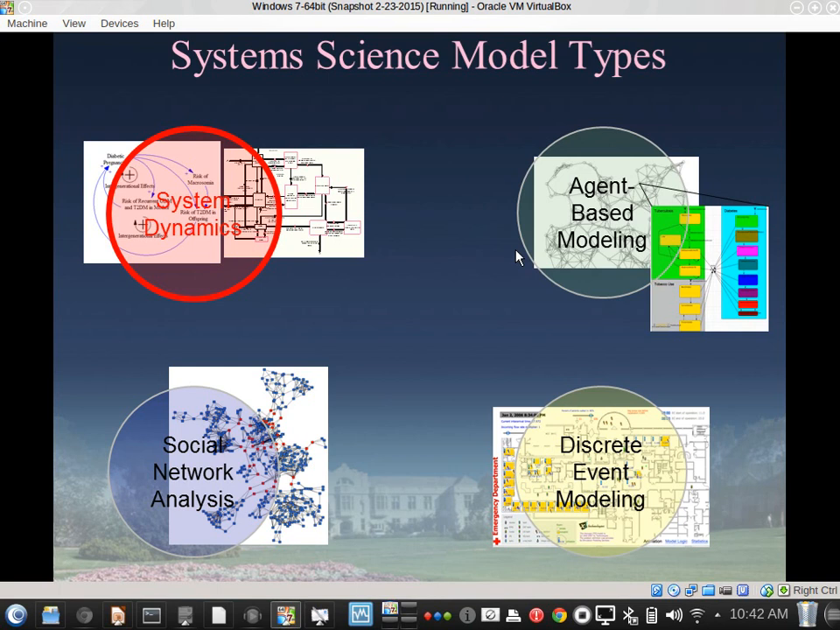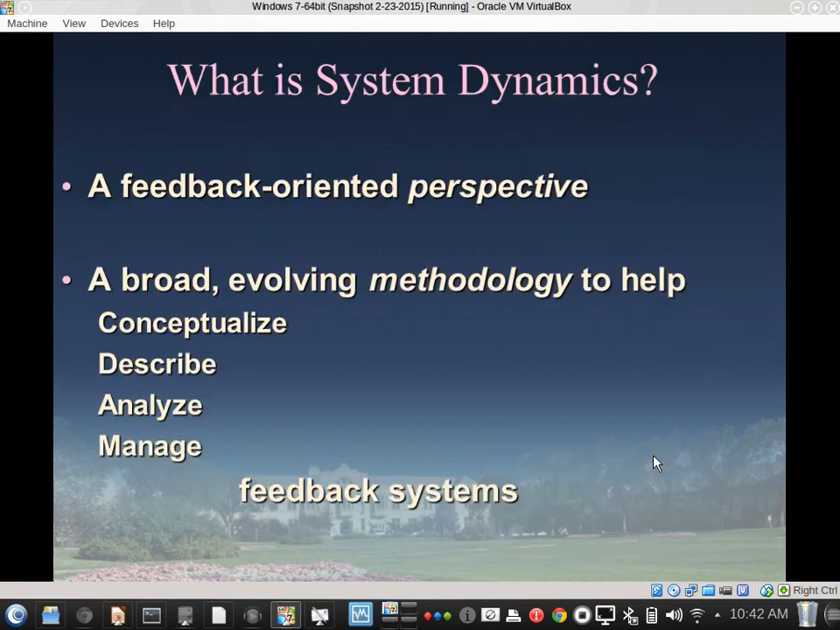I'm going to spend most of my time in system dynamics and agent-based, but because of what I'm hearing from folks about the important roles of service delivery, I did want to highlight discrete event modeling, particularly for its use in hybrid models. Okay, so what is system dynamics?